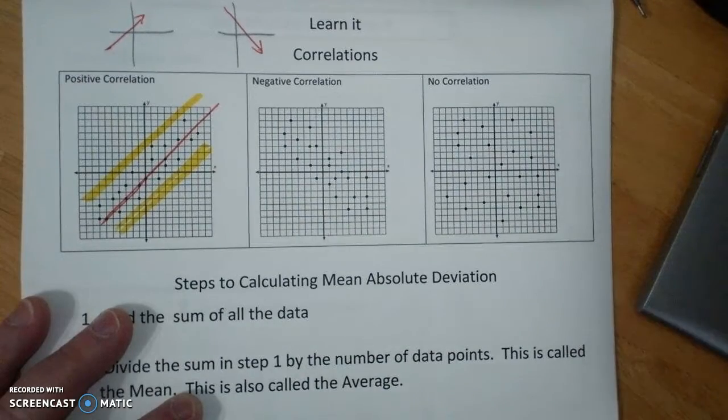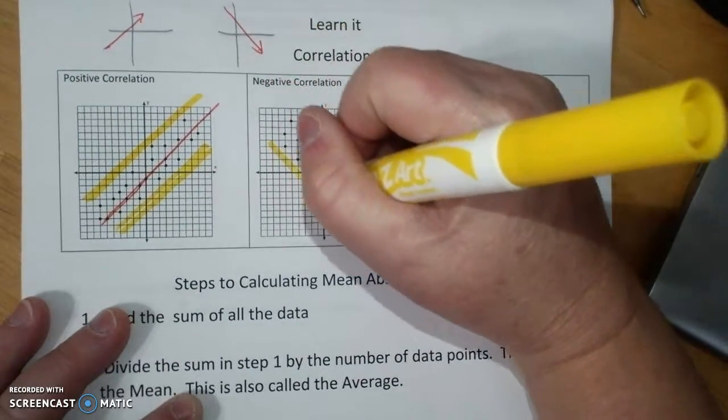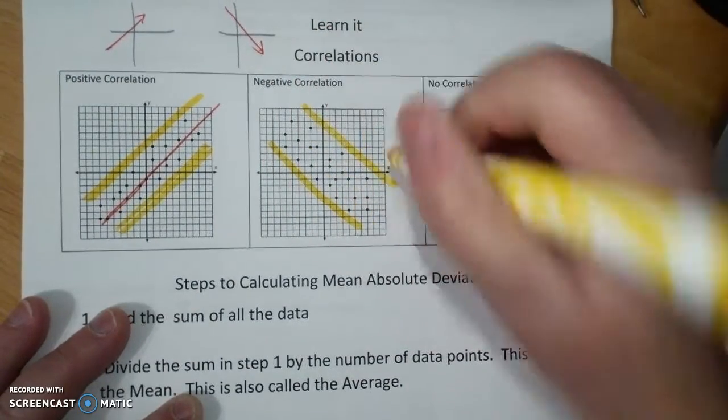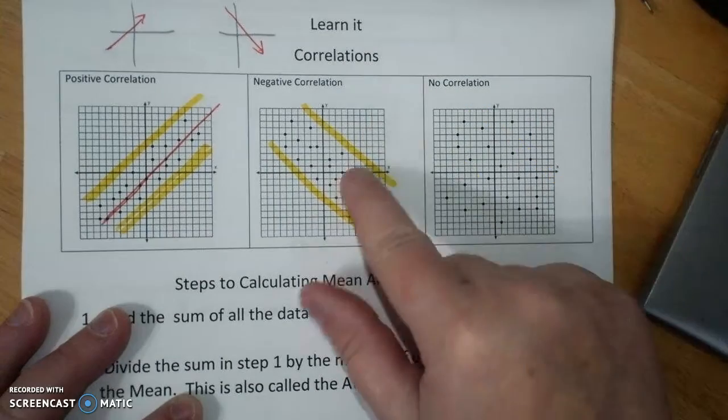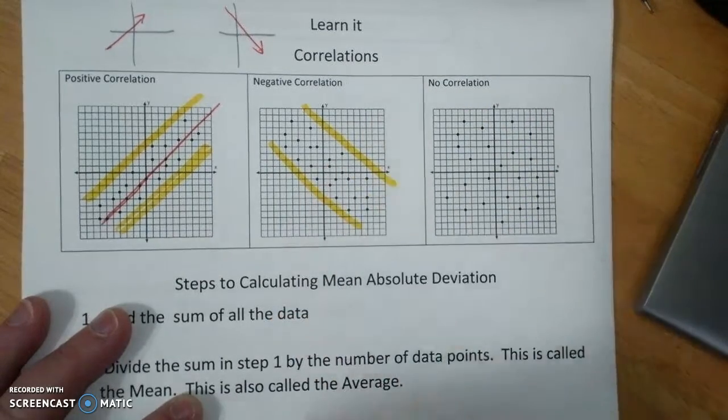The next graph I'm going to look at, and again I'm going to draw railroad tracks, and what I'm doing is drawing it where the majority of the dots are in between the railroad tracks.